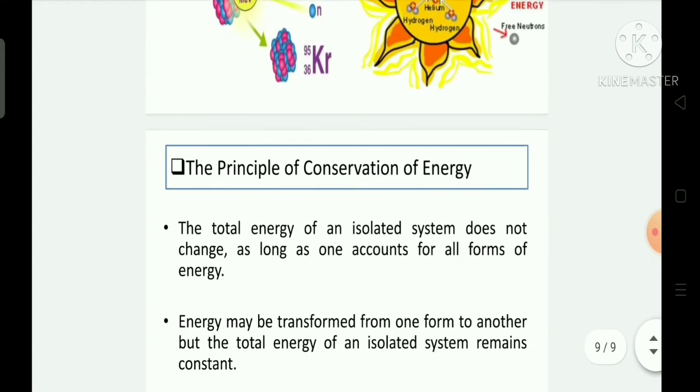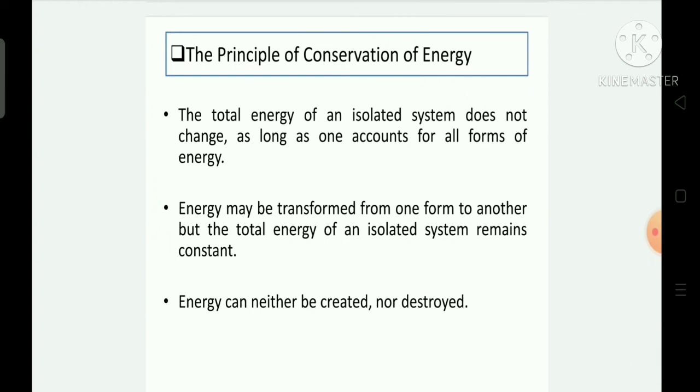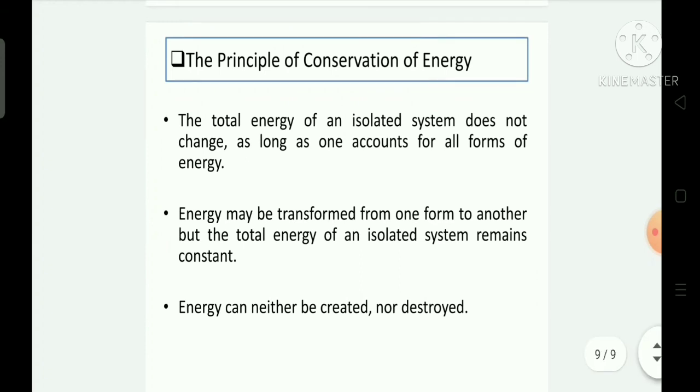Okay, चलो, and at the end, the principle of conservation of energy. As we know, the total energy of an isolated system does not change. Energy may be transferred from one form to another form, but the total energy of an isolated system remains constant.